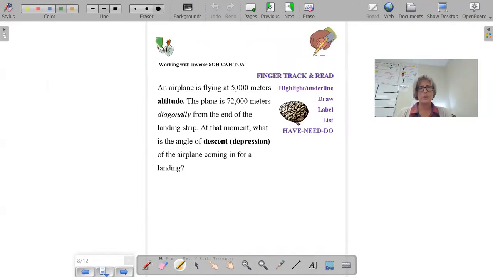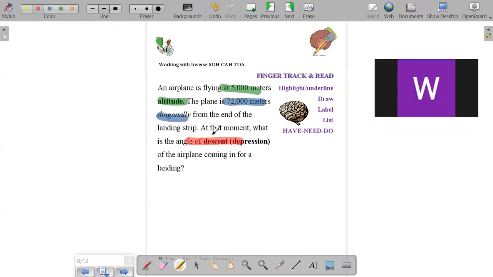This one I'll do with you. It says an airplane is flying at 5,000 meters altitude. The plane is 72,000 meters diagonally from the landing strip. At this moment, what is the angle of depression? So we have it's flying 5,000 in altitude. The plane is 72,000 meters diagonally. And we're being asked, what is the angle of descent or depression?